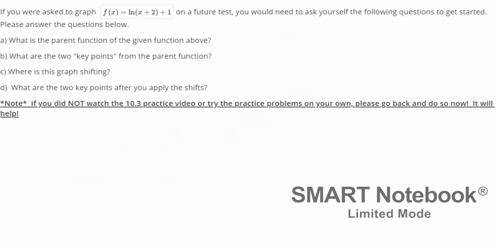Now, this last problem on the exit slip asks you to say, if you were to graph this function on a future test, please answer the following questions, because this is what you'd have to ask yourself on the test in order to get this right. So the first thing I asked was, what is the parent function of the function above? Parent function means the most basic function without shifts. So if I'm dealing with the most basic function, that would be just ln of x. No x plus 2, no plus 1. This is your parent function to what is above.